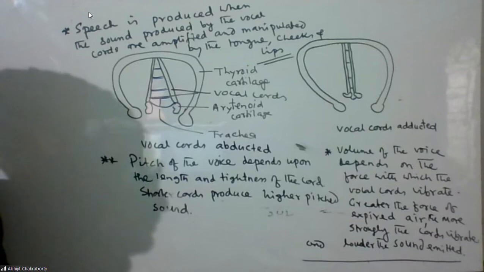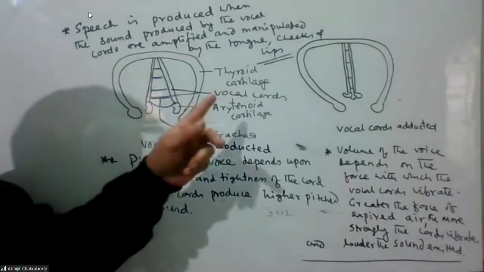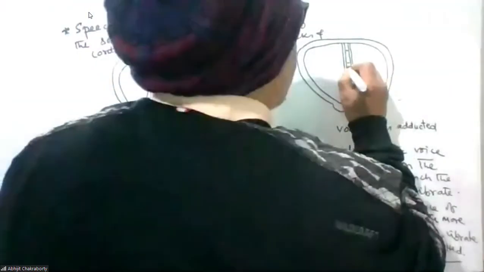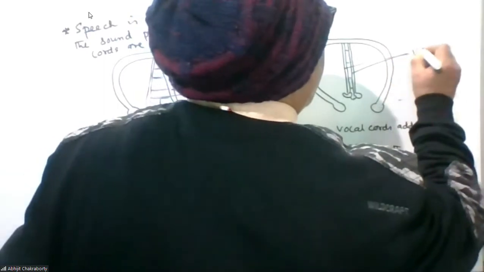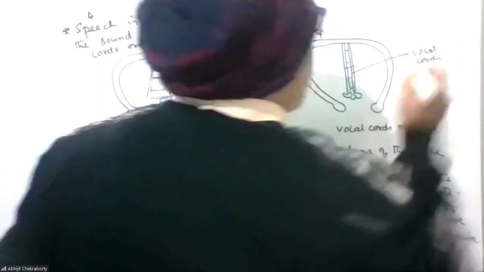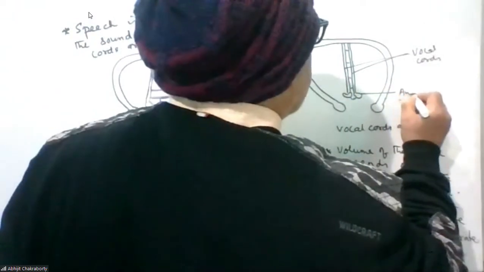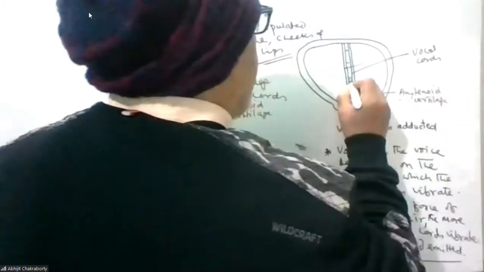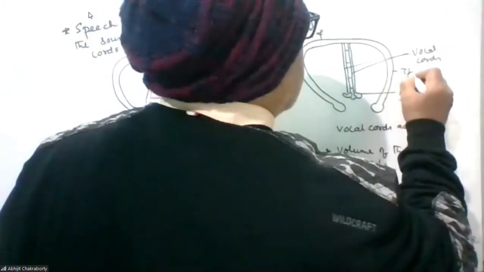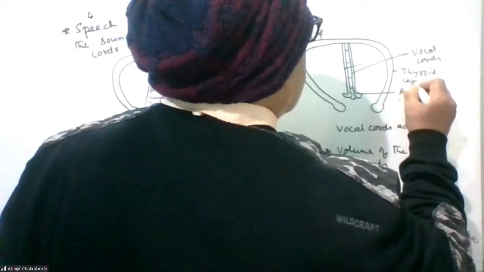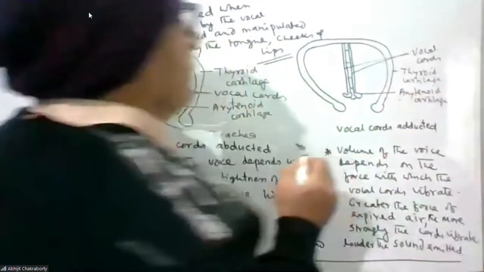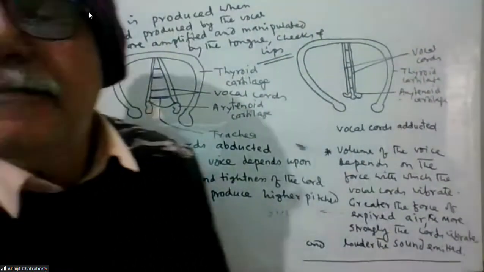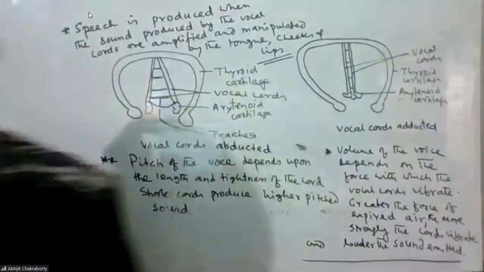Yes, sir. Okay. So this is what we have about the vocal cords. Remember this thing, these are also the vocal cords. This is the arytenoid. Again, this is the thyroid cartilage. Clear? Now coming to the next.